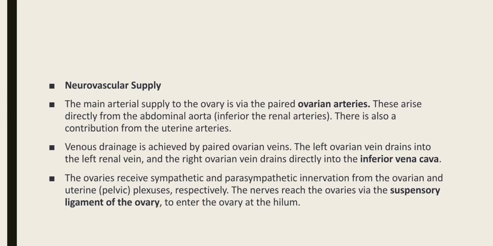Neurovascular supply. The main arterial supply to the ovary is via the paired ovarian arteries. These arise directly from the abdominal aorta, inferior to the renal artery. There is also a contribution from the uterine artery. Venous drainage. This is achieved by the paired ovarian veins. The left ovarian vein drains into the left renal vein and the right ovarian vein directly drains into the inferior vena cava. The ovaries receive sympathetic and parasympathetic innervation from the ovarian and the uterine plexus respectively. The nerves reach the ovary via the suspensory ligament of the ovary to enter the ovary at the hilum.